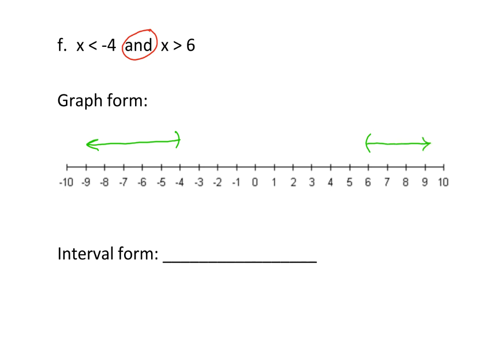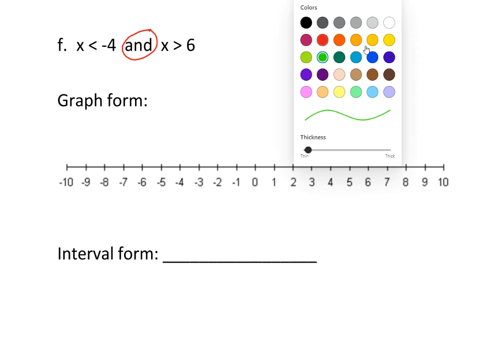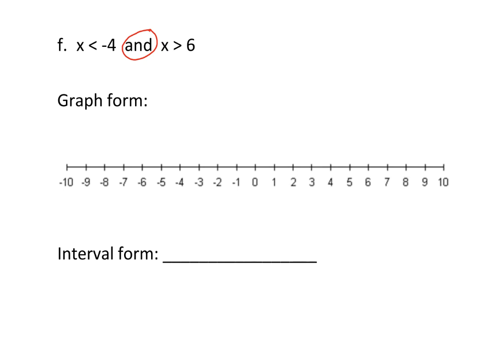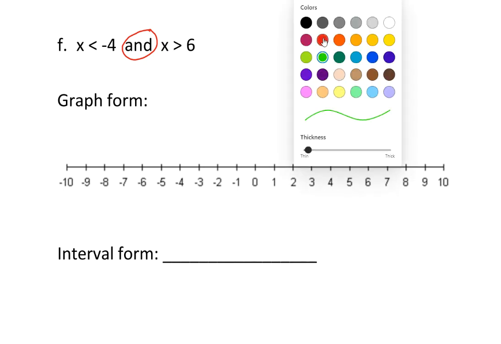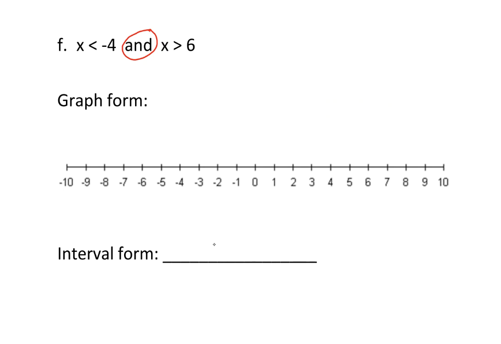So we have a problem here. "And" is only the stuff that overlaps, and we don't have anything overlapping in these two inequalities. So we wouldn't put anything on the graph, and we would say that our interval is no solution. There is no solution because there is no part of these two graphs that overlap.